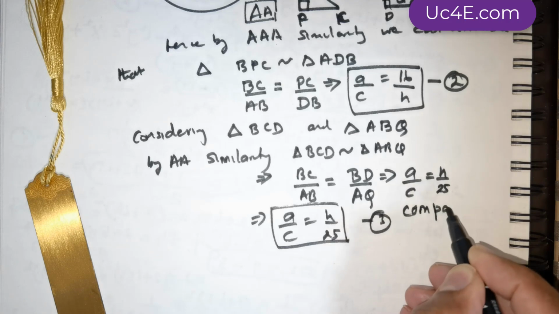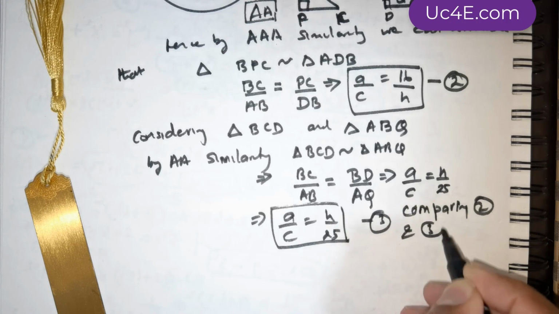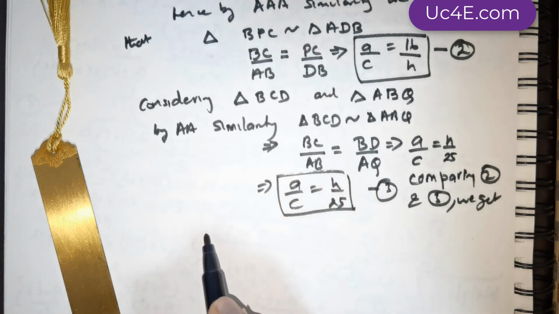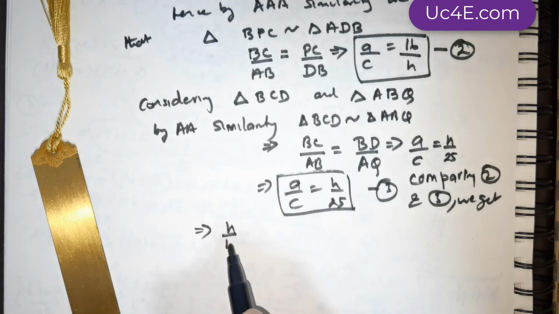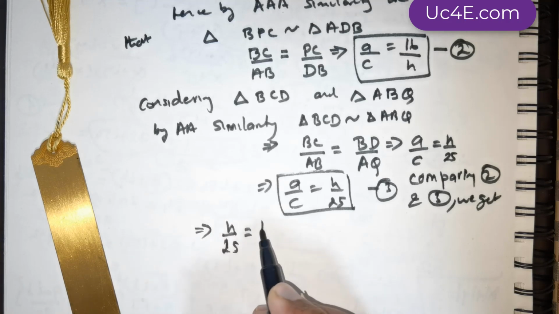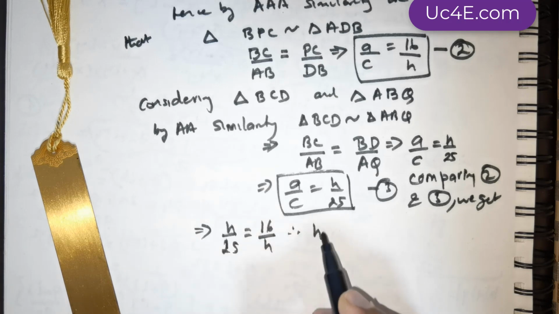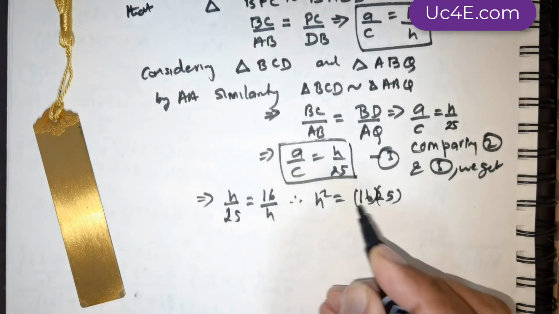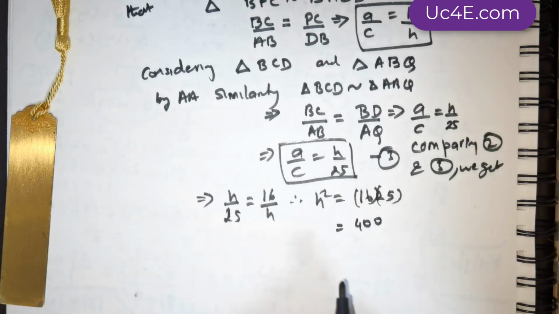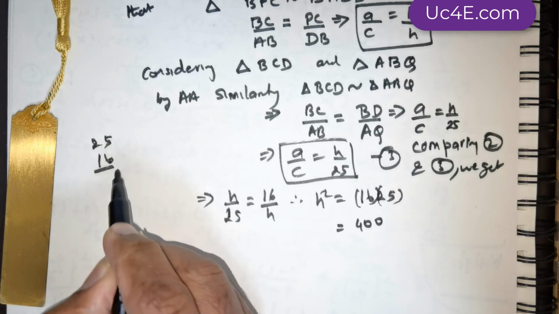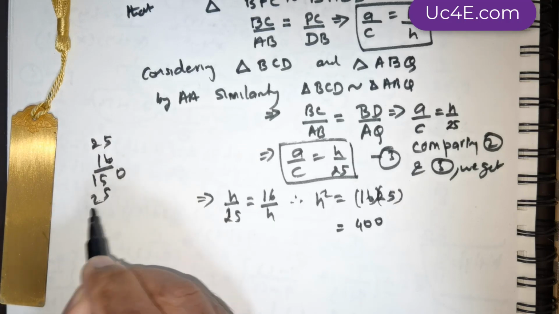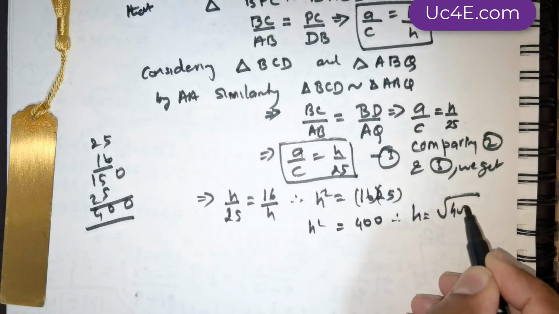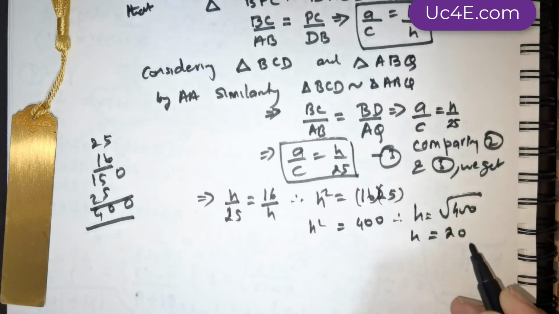Comparing 2 and 3, what do we get? In place of A over C, I can substitute H over 25. So this would mean H over 25 is equal to 16 over H. Therefore H squared is equal to 16 times 25. 16 times 25 is 400. If you want, I can show that. So H squared is equal to 400, therefore H is equal to root of 400. We take only the positive value, so H is equal to 20.